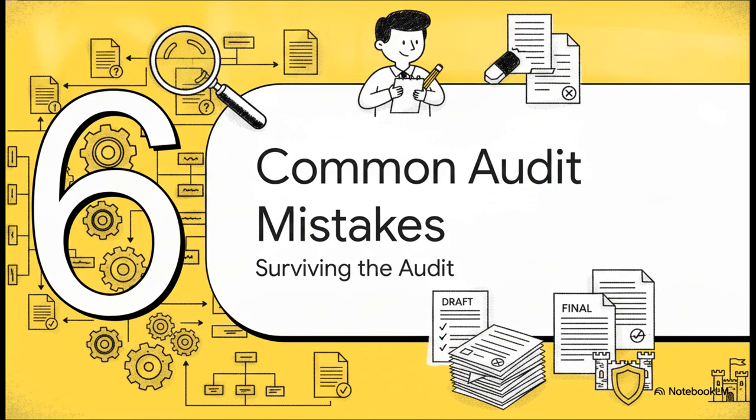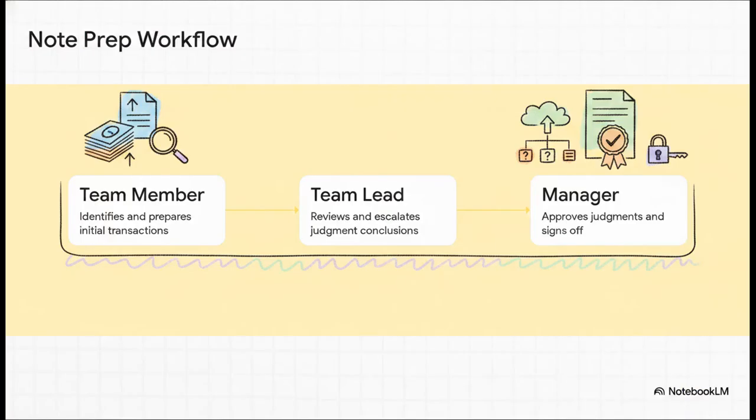Section 6. Avoiding common audit mistakes. As we enter the final stretch here, we have to talk about preparing for the ultimate test, the audit. The absolute best defense against material weaknesses is a chronological, crystal-clear workflow. Step 1. The team member performs the initial identification and preparation, flagging any unusual items immediately. Step 2. The team lead reviews the work and, crucially, escalates any judgment-based conclusions or significant estimates. And finally, Step 3. The manager approves those judgments, reviews the final disclosures, and signs off before issuance.